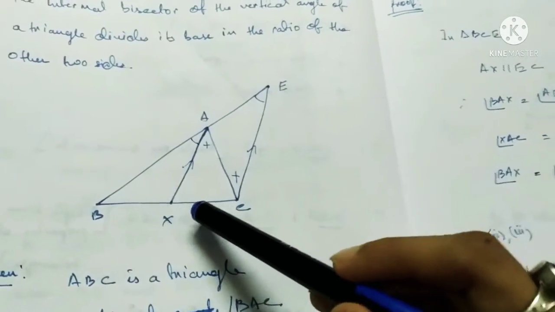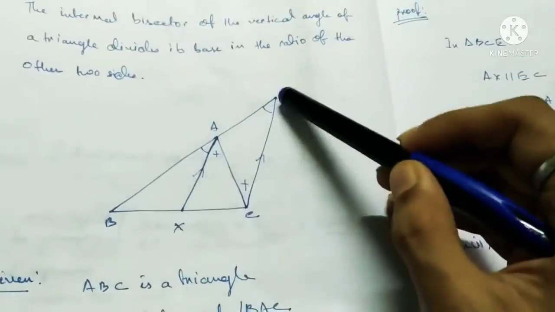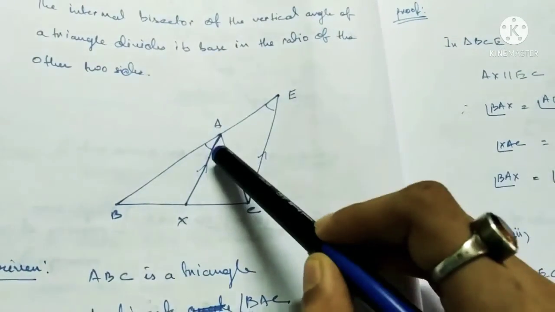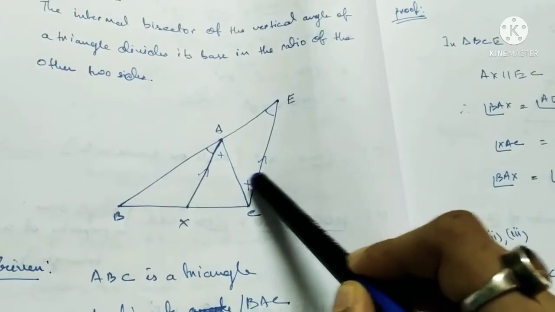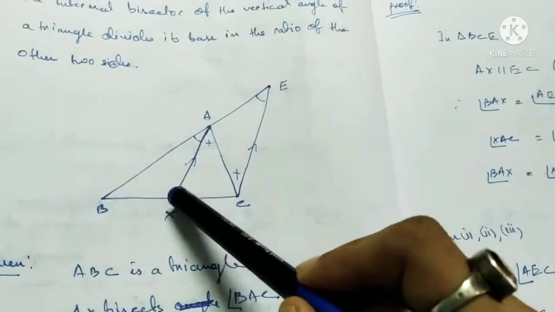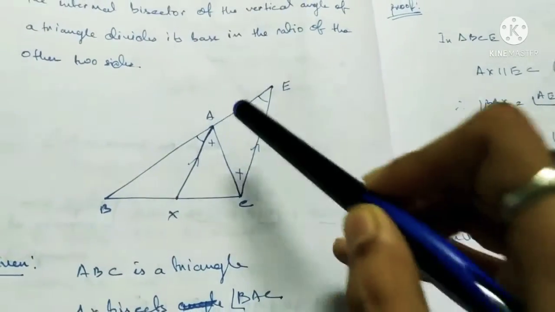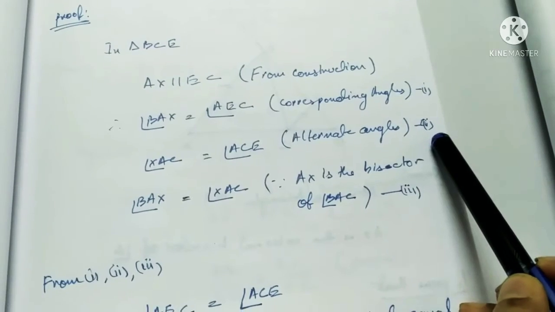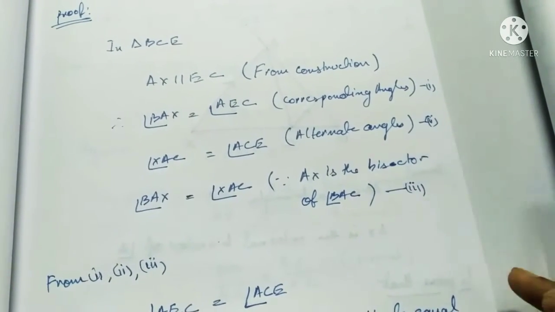Next one, you see, this is parallel to this, this is the transversal. So this is our alternate angle. Angle XAC will be equal to angle ACE. Alternate angles, and this will be equation number 2.